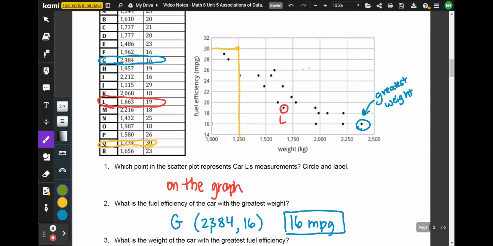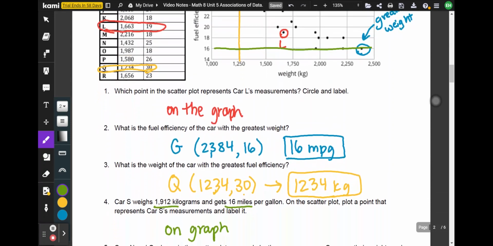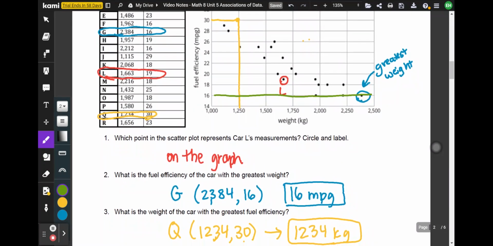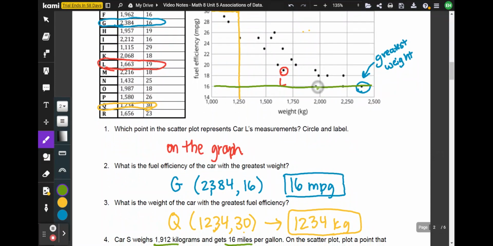So I know that it's going to be somewhere on this line that is 16 miles per gallon, and it is 1,912, which is about right here. So I'm going to say that this green dot that I'm putting on the chart, that's going to be S right there. So if we want to add it to our table, we can. 1,912 and 16, and then there's our table with that added ordered pair. Okay. And if we want to put it attached here, we can as well.